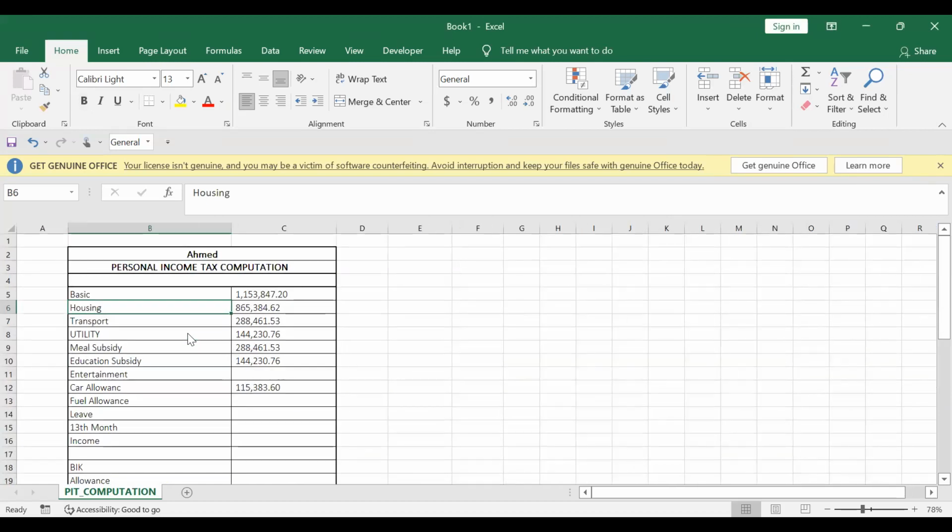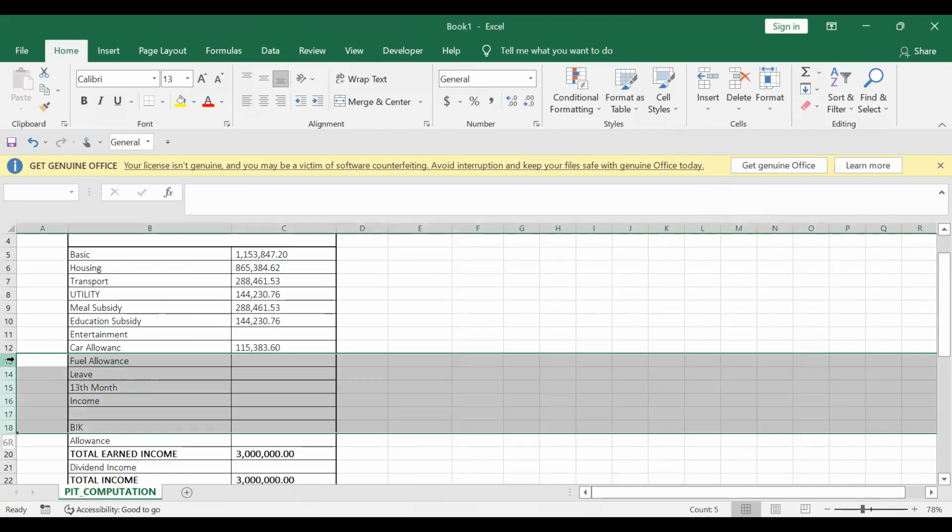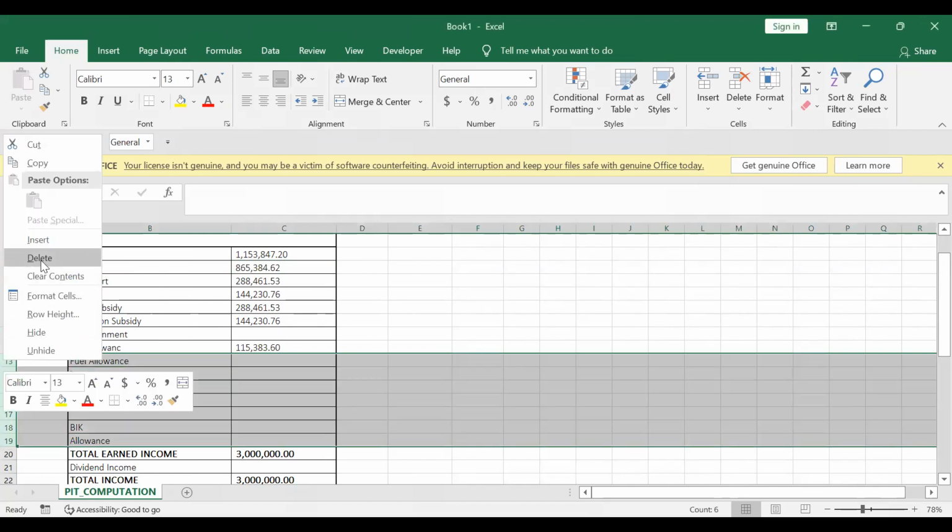Okay, so this is what she's trying to explain. This very staff has a basic of 1.1, housing of 8. I've tried to calculate the percentages. The housing of 865, the transport of 288, utility of 144, meal of 288, education of 144, then car allowance of 115. Now, when you add everything together, what you have in all is 3 million.